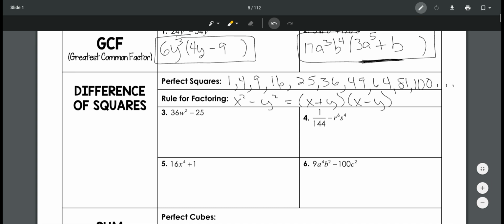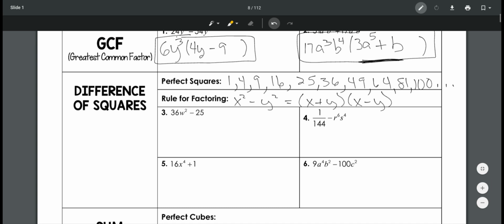So when I look at example 3, I notice that 36 and 25, the numerical aspect of it, both of those numbers are perfect squares. They're in my list. And when I look at my exponents, they always have to be even. You have to be able to divide your exponent in half. So it's not always going to be a w squared, like you'll see in example 4 in just a moment. So this is a difference of squares.